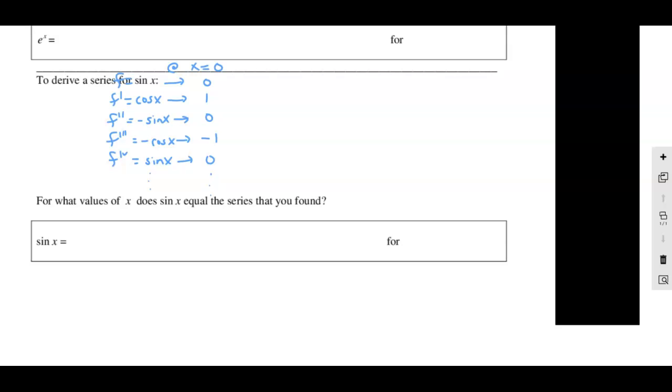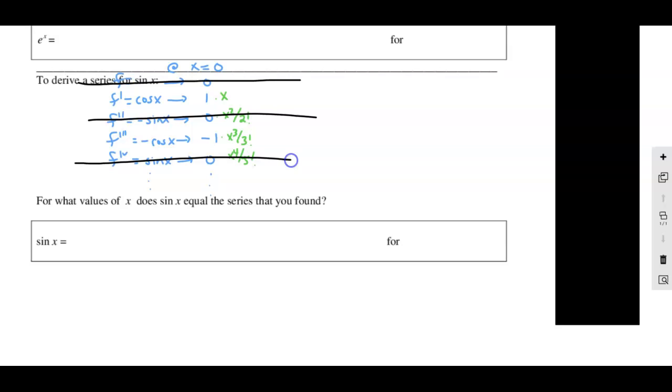You don't need to tack on stuff for the original function piece. For the first derivative piece, you would need just the x over 1 factorial. Then we'd have x squared over 2 factorial, x cubed over 3 factorial, x to the 4th over 4 factorial. And then let's look at which terms end up canceling. Well, the original function would cancel because it's 0, and that one would cancel, and that one would cancel. Notice all of the even-powered terms are going to end up canceling.